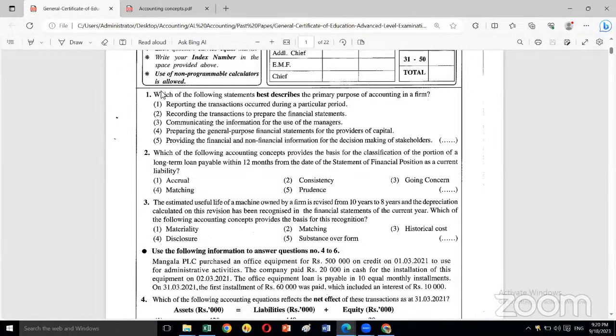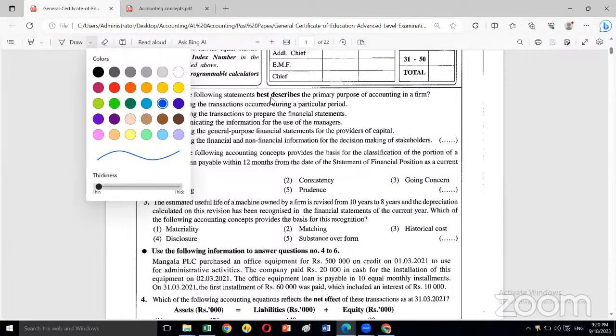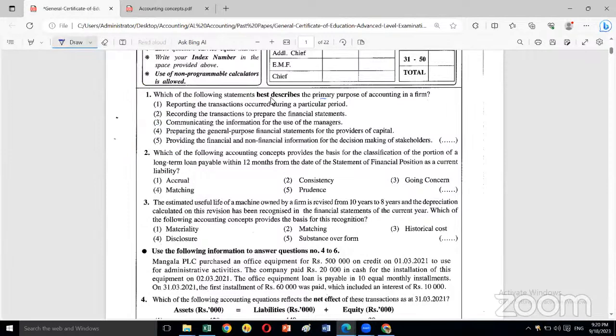So they are saying, which of the following statements best describes the primary purpose of the accounting in a firm. So they are asking about the primary purpose of the accounting in a firm. You know very well what is the definition. What is meant by accounting? Or what is the main objective of accounting, Buddha?